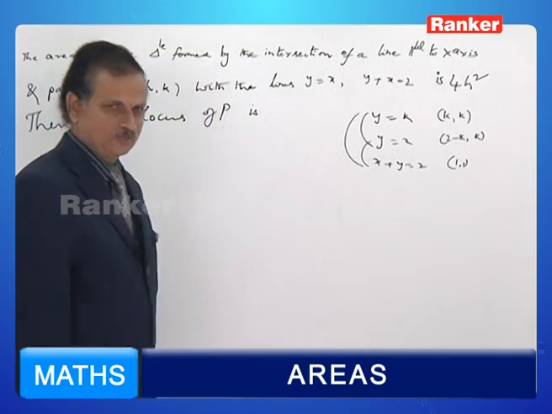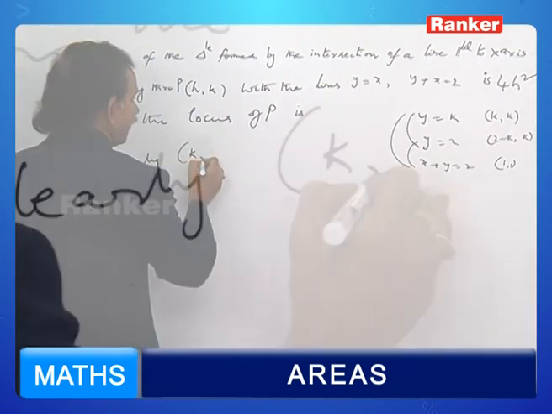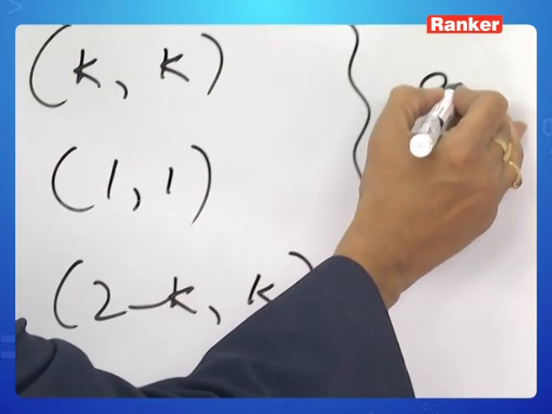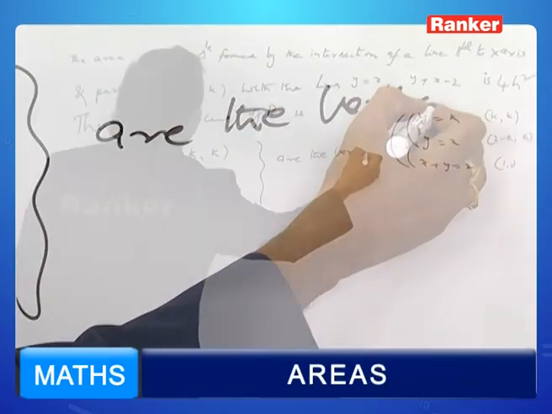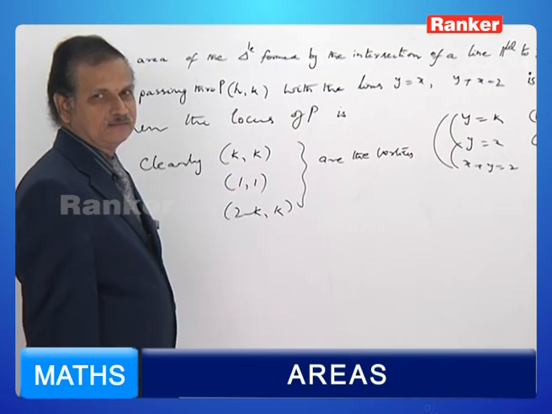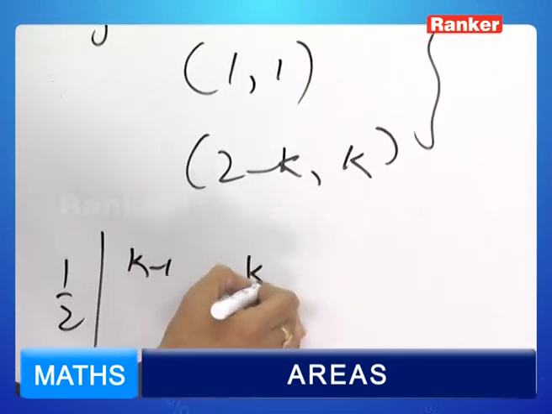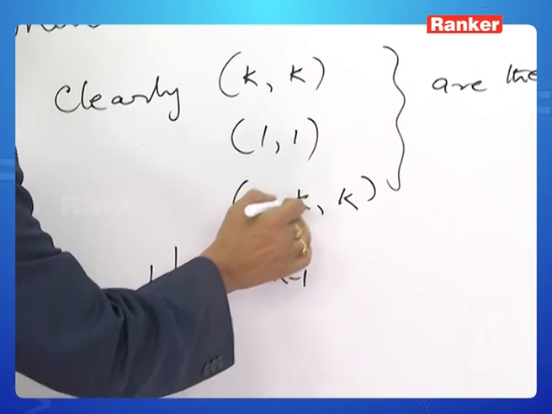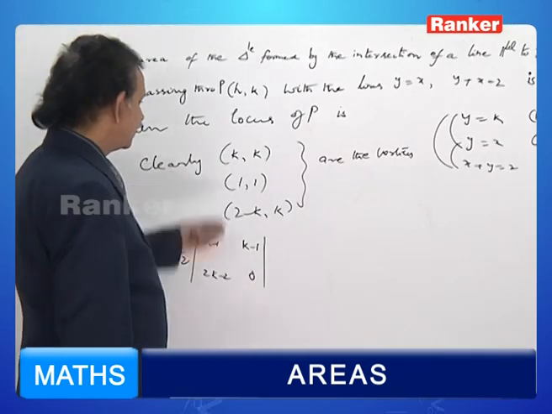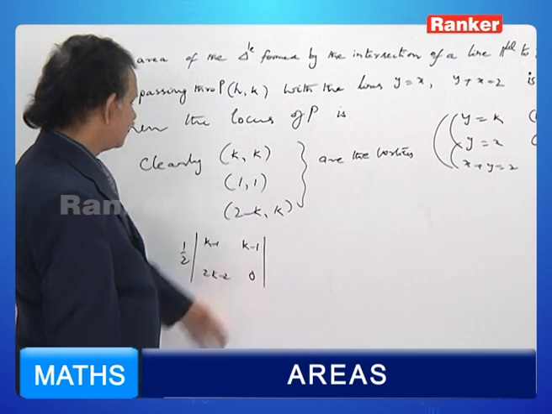You could have followed, it seems. Those are the vertices of the triangle, isn't it? Clearly, (k, k), (1, 1), (2 minus k, k) are the vertices. The area of the triangle formed by these three points is 4h square according to the data. Therefore, what is the area? Half into, k minus 1, k minus 1. K minus of 2 minus k is k minus 2 plus k, that is 2k minus 2, and k minus k is 0.